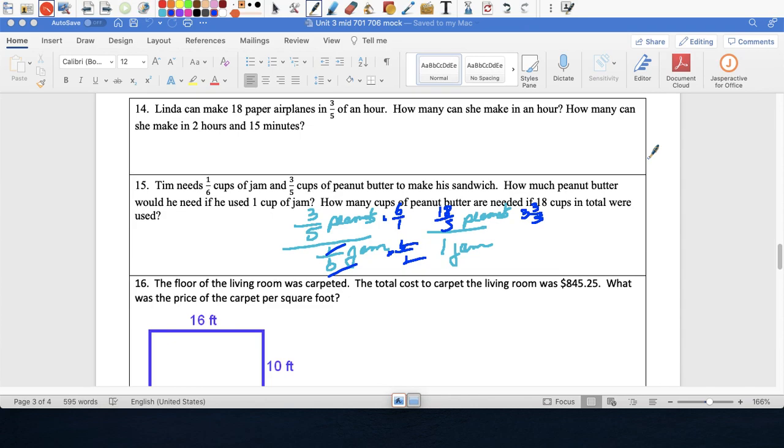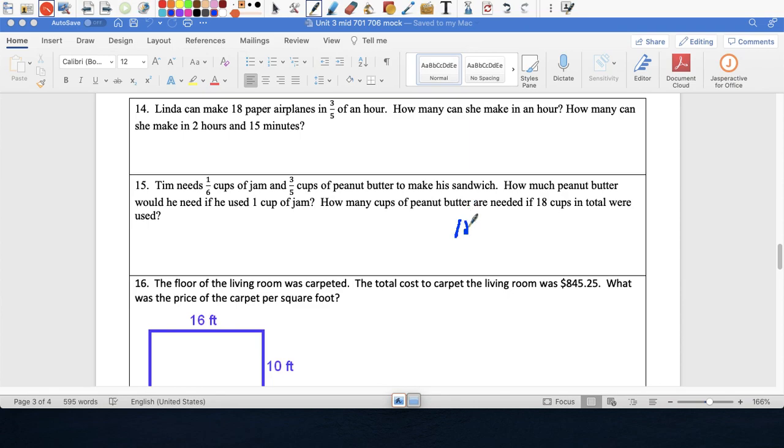How many cups of peanut butter are needed if 18 cups in total were used? Okay, so we can use the unit rate as well. So what we're going to do is write it bigger first of all. So 18 over 5 cups of peanut butter, right? That was the answer from the previous one. For every 1 cup of jam.